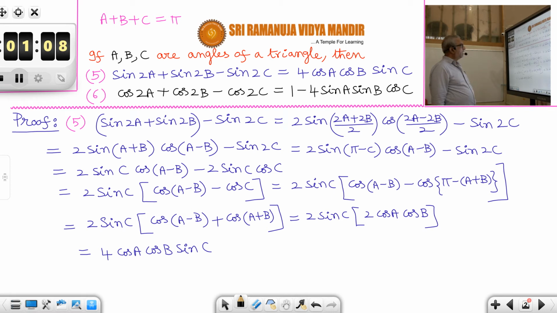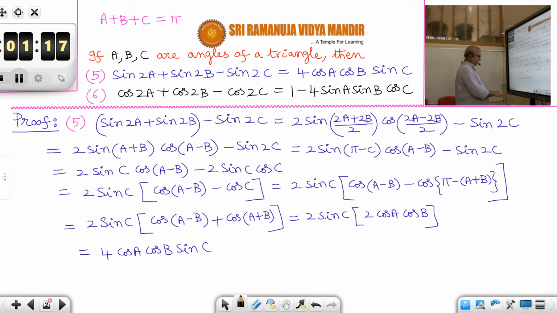See, conditional identities 1, 2, 3, 4, do you remember? Just I want to remind them. Let us go back. Conditional identity number 1 is sin 2A plus sin 2B plus sin 2C is equal to 4 sin A sin B sin C. Right side all sines only. Here number 5 we are having sin 2A plus sin 2B minus sin 2C.